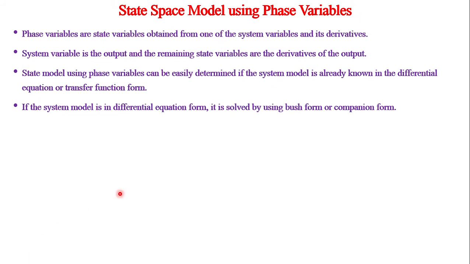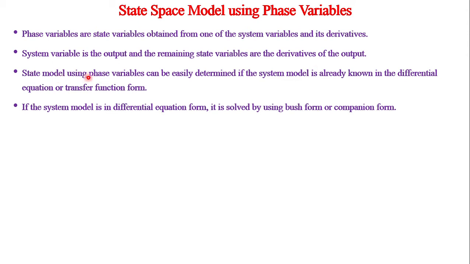So here we are going to take what are called state variables using the phase variables. One of the system variables is going to be taken as one state variable and the derivatives will be taken as other state variables. For example, if we have output of the system, output is taken as one state variable. The remaining state variables are derivatives of output. That means if output is y, x1 is y, x2 is y dot, x3 is y double dot, x4 is y triple dot, and so on. Like that it is done.